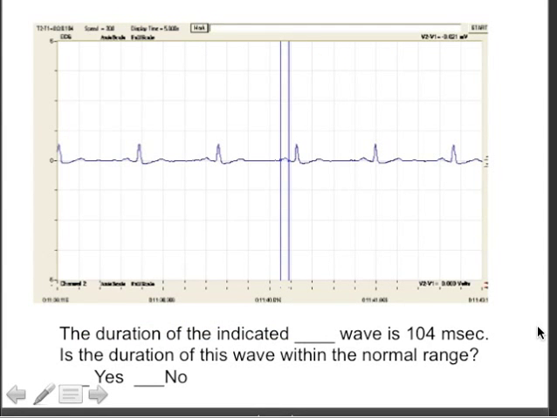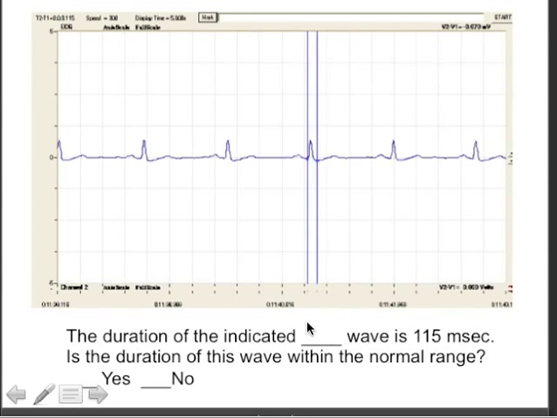Okay. The duration of the indicated P wave, this is a P wave, is 104 milliseconds. Is the duration of this wave within the normal range? And the answer is no. Normal is between 60 and 100 milliseconds, and this indicates sinus tachycardia. Next question. The duration of the indicated QRS wave is 115 milliseconds. Is this duration within the normal range? And the answer is yes. The normal range is less than 120 milliseconds.